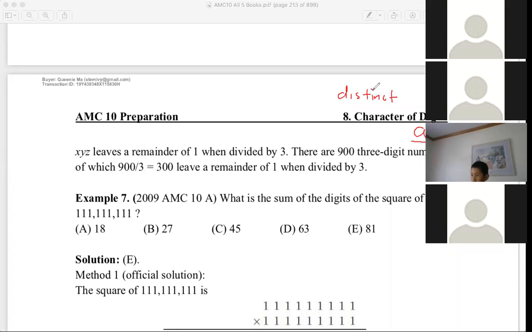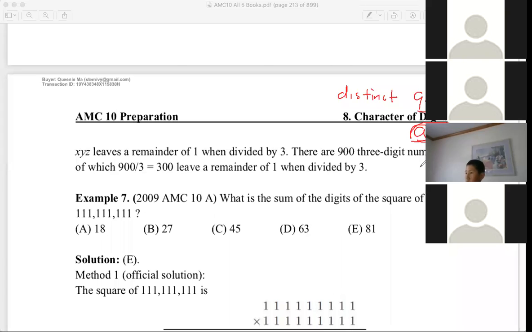Otherwise, it's not 900. Say 900, because the first digit should not be 0. So you have 9 choices for A. Then you have 10 choices for B. You have 10 choices for C, because B and C can be any number from 0 to 9. So that means for A, B, C, totally you have 900 choices. So that's 900 three-digit numbers here.